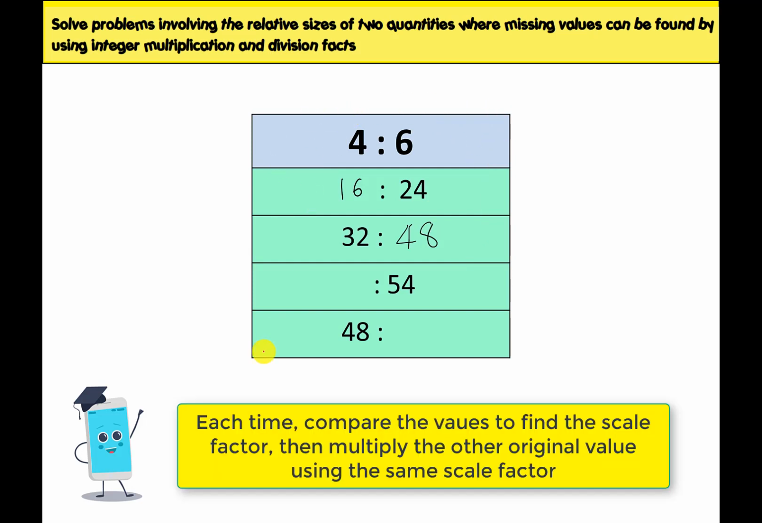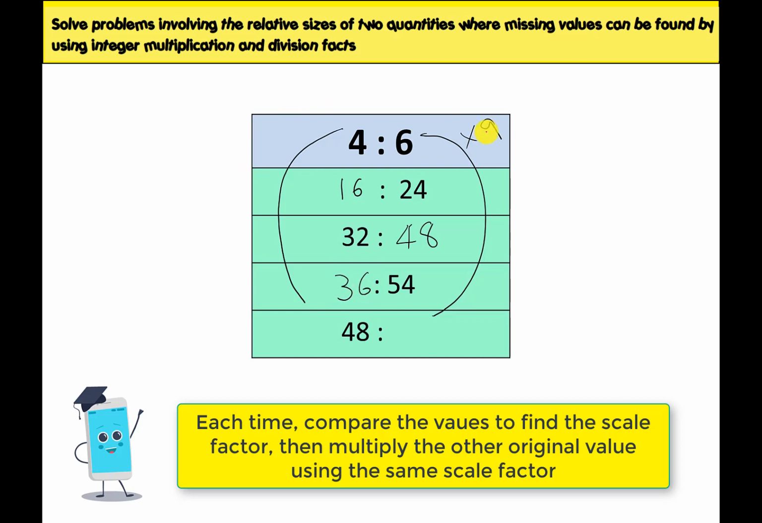Moving on to the next one. I've got this information, so I can compare these two. What did I multiply by? What's my scale factor? It's 9, so I need to do the same this side. 4 times 9 is 36.